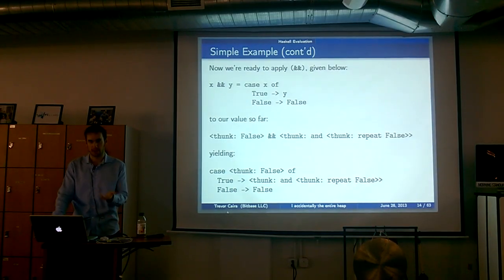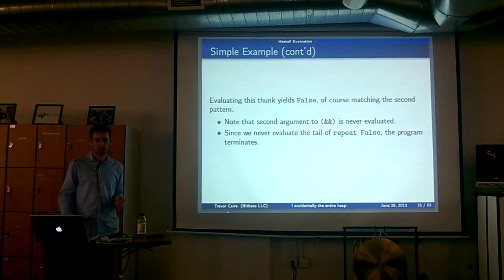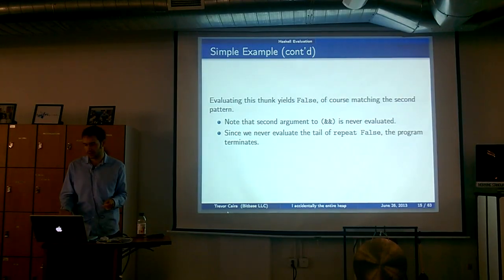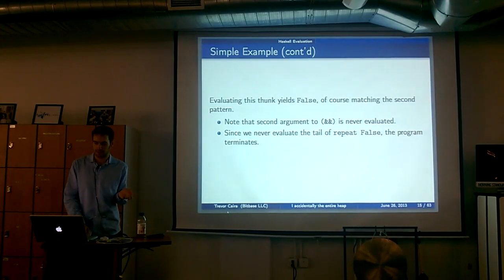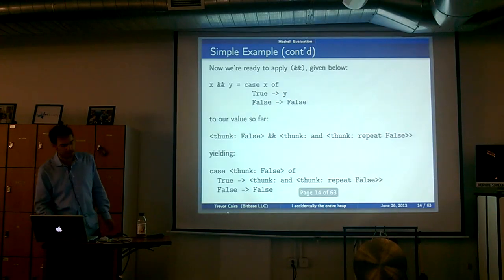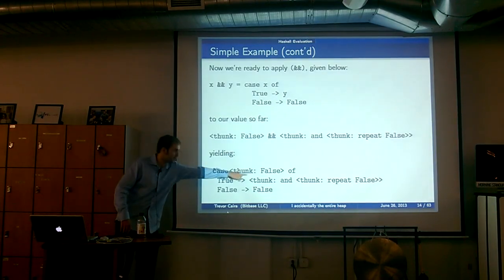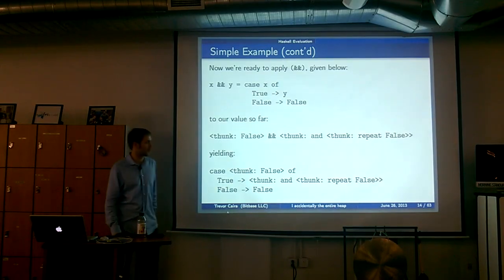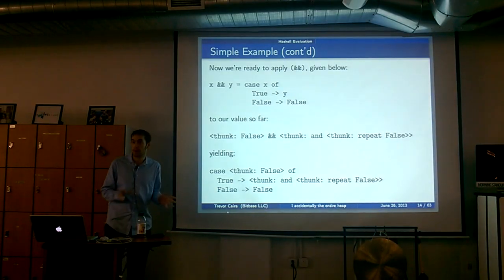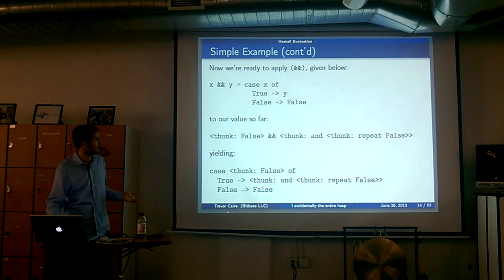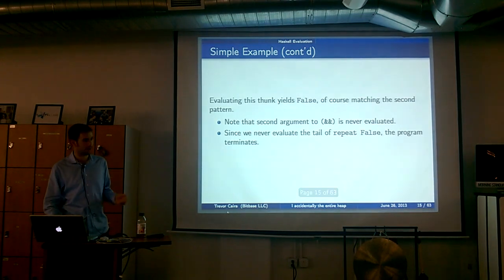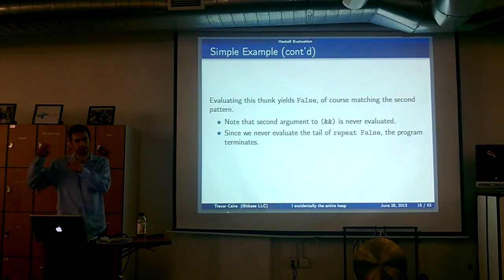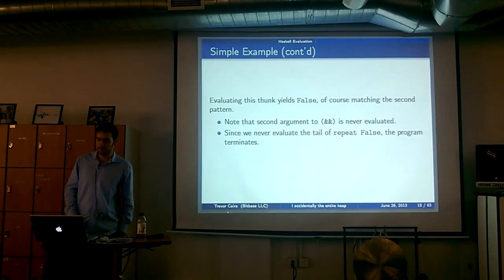Now the func which yields false when forced, of course, is false. So we match the second pattern, which is false. Now note here that this branch, the func and func repeat false, is never evaluated. So the program does stop. We don't have to compute every false to find out the and of this repeat false thing is false.